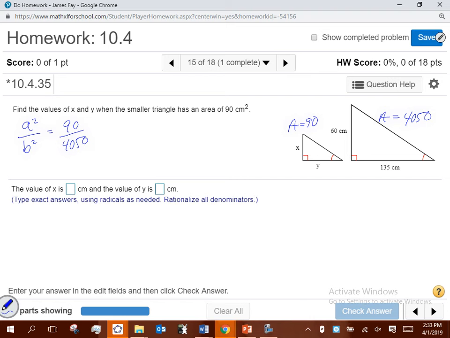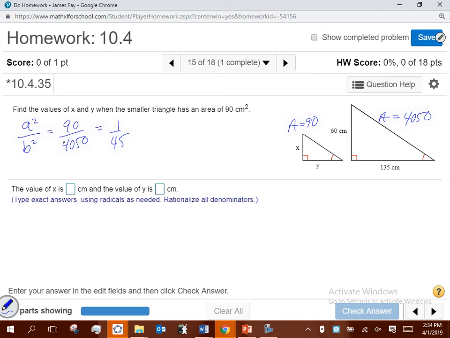Well, if I divide 4,050 by 90, it gives me 45. So this is actually going to reduce to 1 over 45. So A squared over B squared is 1 over 45. Does that make sense to everybody? I think it makes more sense to reduce that first before you try to find A over B. You could find A over B and then reduce. It's just nasty with fractions and radicals if you do that.